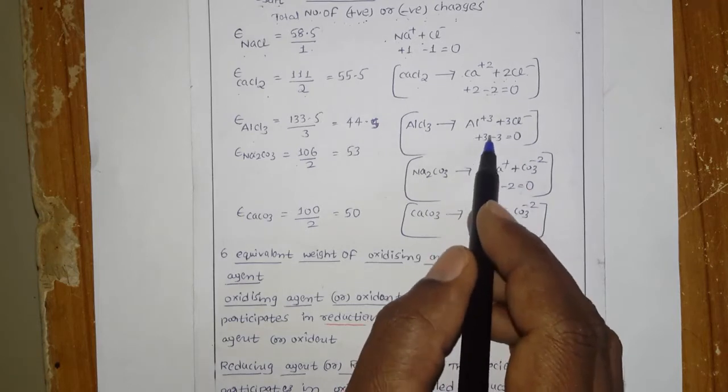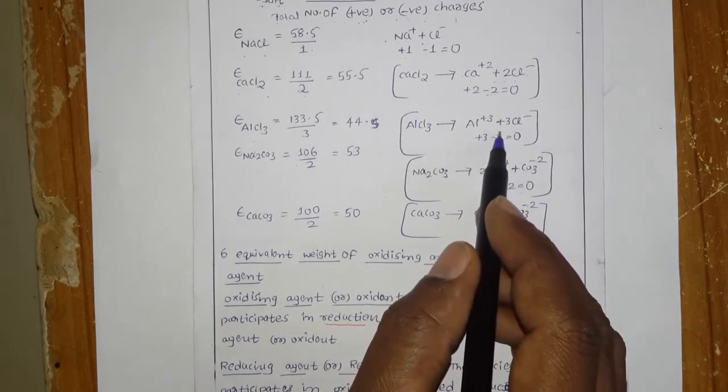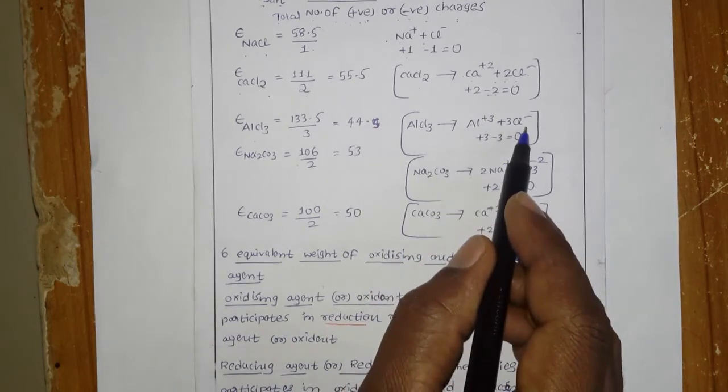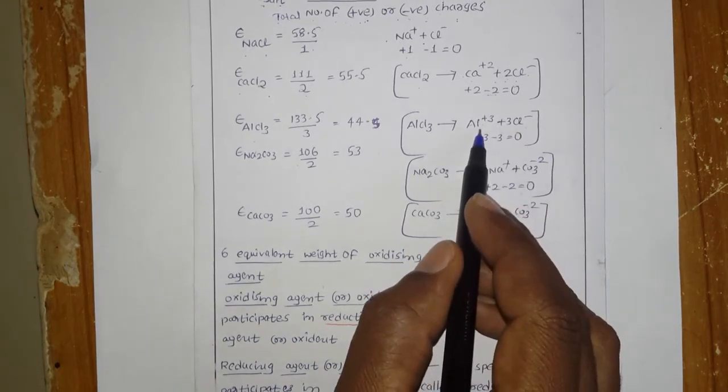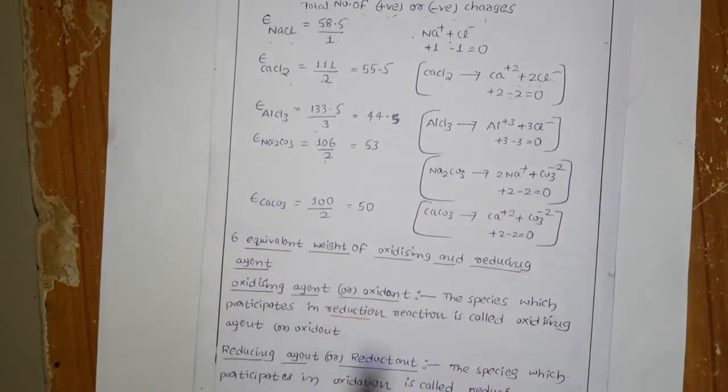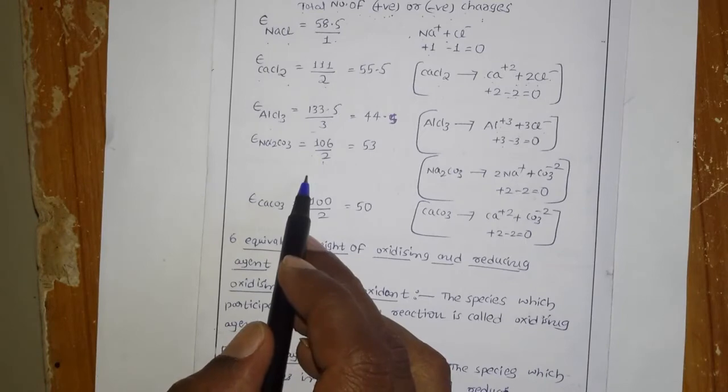What is the total positive charge? +3. What is the total negative charge? -3. So you have to take either one, either +3 or -3, but you should not take the charges plus or minus. Okay, you have to take the number, that is 3. Right? Okay, so like this you have to calculate the equivalent weights of the salts, right?